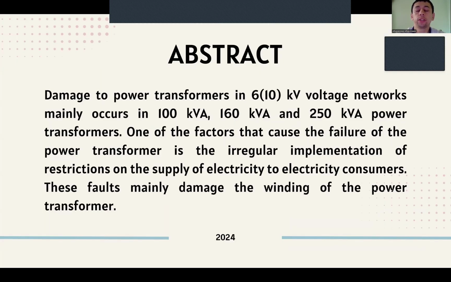Damage to power transformers in 6-10 kilovolt voltage networks mainly occurs in 100 kilovolt ampere, 160 kilovolt ampere, and 250 kilovolt ampere power transformers. One of the factors that causes the failure of the power transformer is the irregular implementation of restriction on the supply of electricity to electrical consumers. This fault mainly damages the winding of the power transformer.